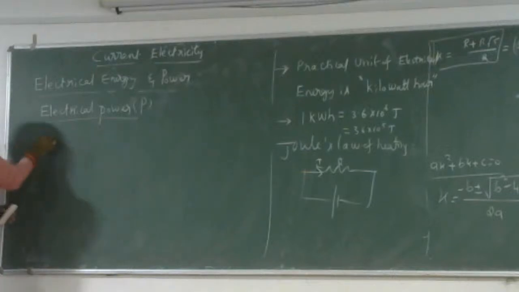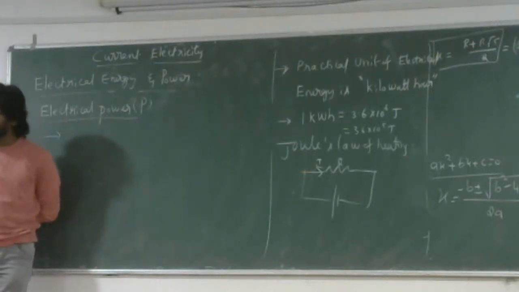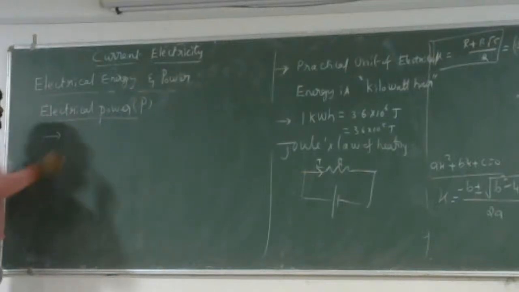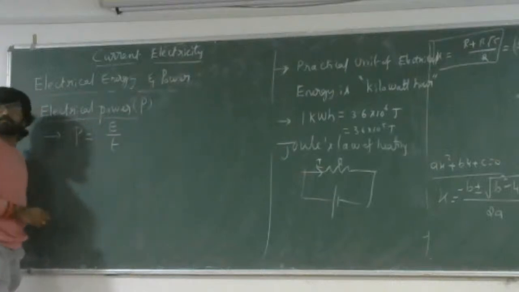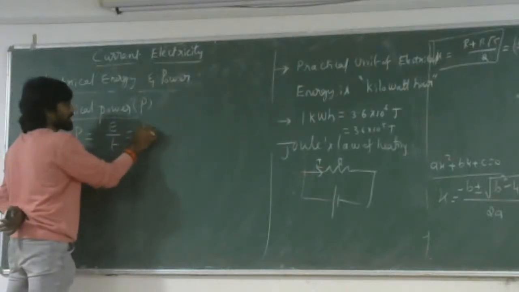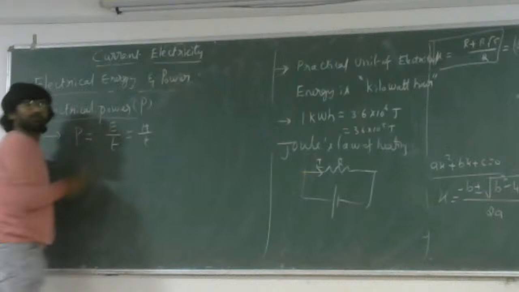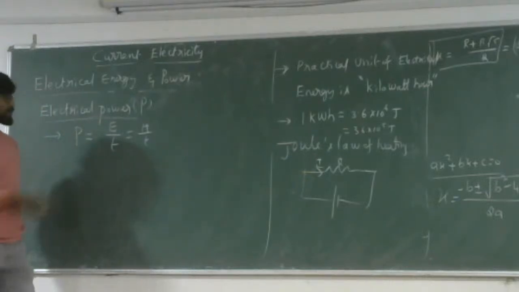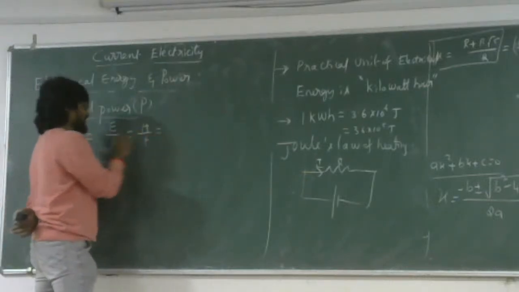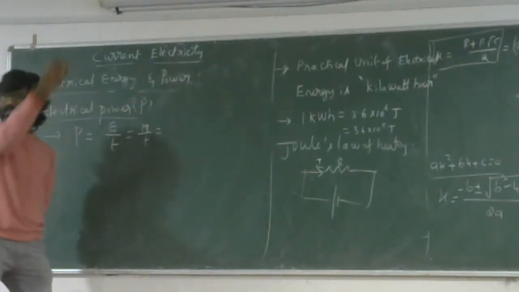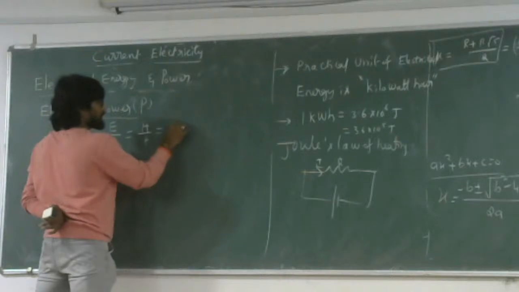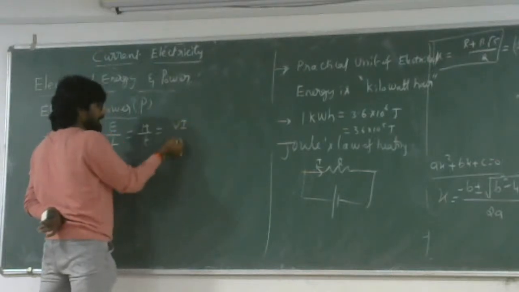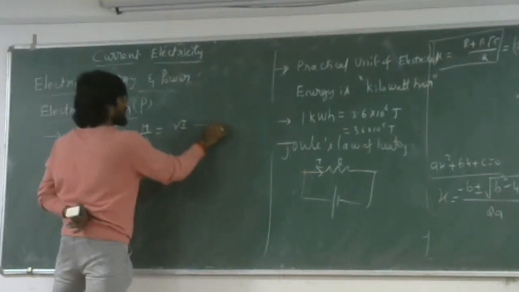Power is in general the rate of doing work or rate of using energy. Electrical power is electrical energy per unit time, or heat energy consumed per unit time. We have expressed energy in three different ways, so power can also be expressed in three different ways. That is VIT by T, so T gets cancelled.